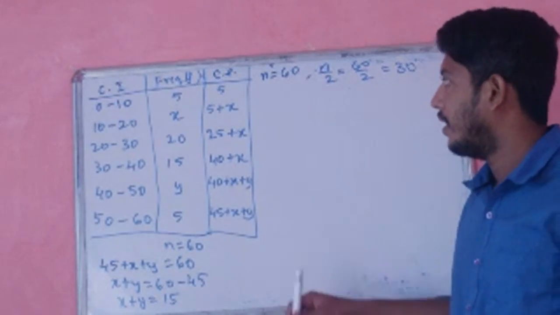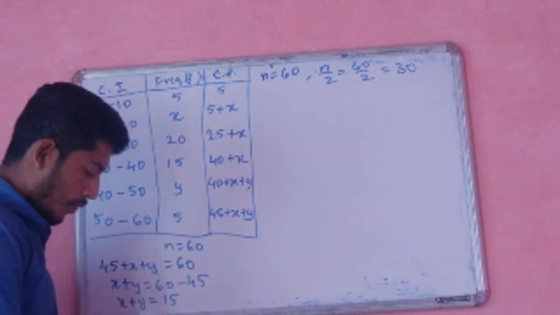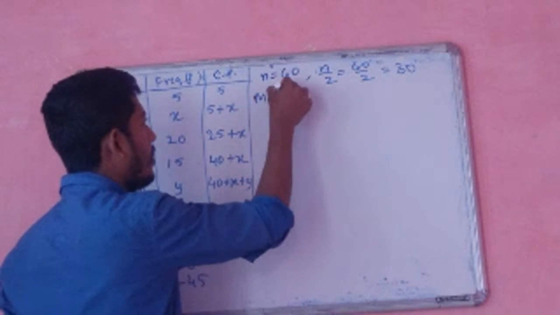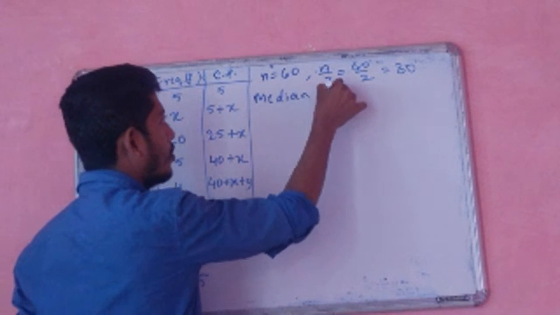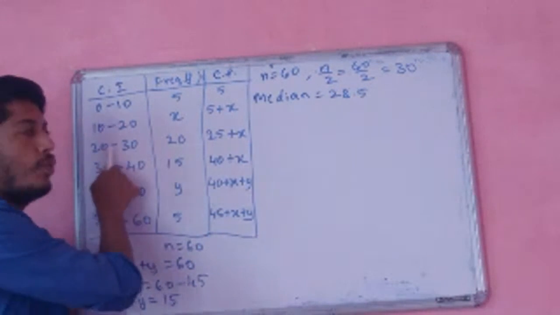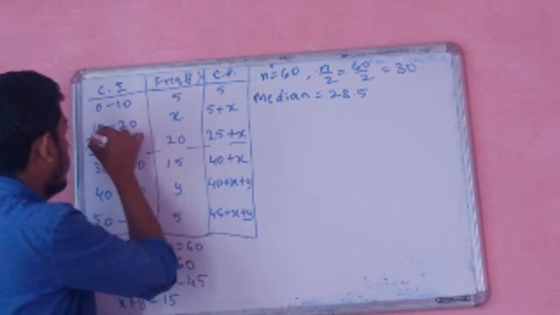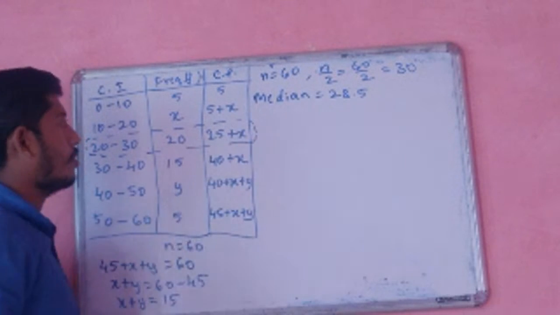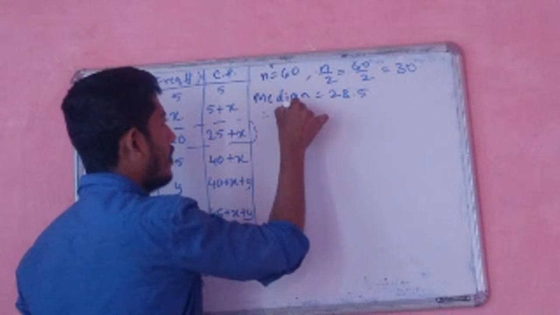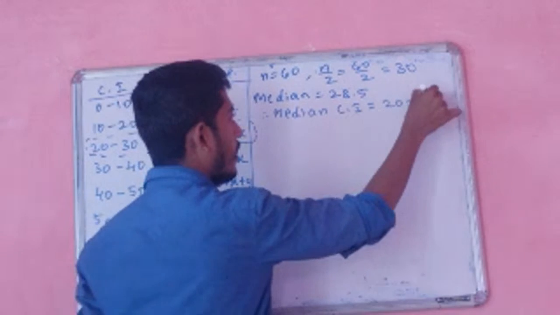So for that, in the question itself they give the median value, that is 28.5. Median equals 28.5. So 28.5 comes in between 20 to 30. Therefore the median class interval is 20 to 30.